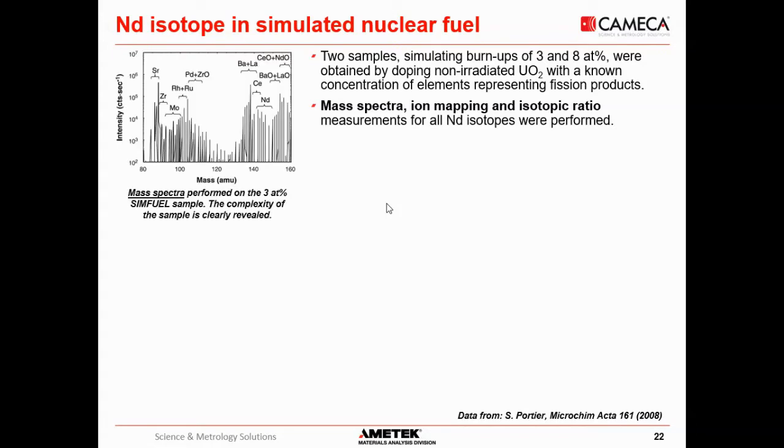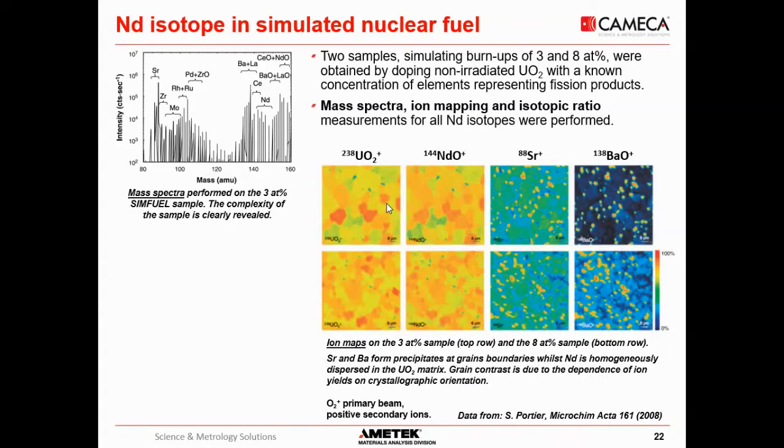We can see here the mass spectra that has been obtained on the 3 atom% sample, which clearly reveals the complexity of the sample, with many mass peaks recorded at different mass units. Here we can see the ion maps for different species: uranium oxide, neodymium oxide, barium oxide, and also strontium. This shows that strontium and barium are really localized as precipitates at grain boundaries, whereas neodymium is homogeneous as the matrix species.